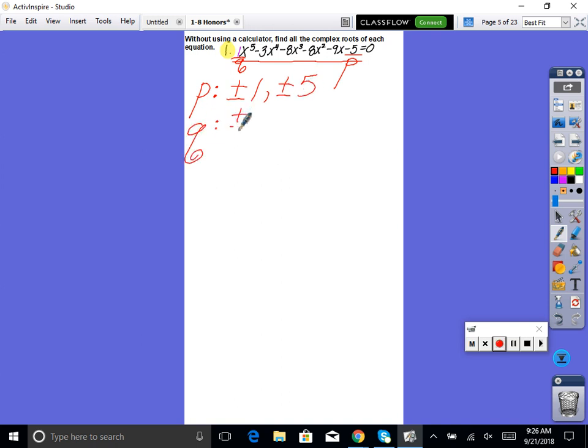Factors of Q, plus or minus 1. So our possible rational roots, P over Q, would be plus or minus 1 over 1 and plus or minus 5 over 1. So guys, if we have a fractional solution, it's going to be one of those.